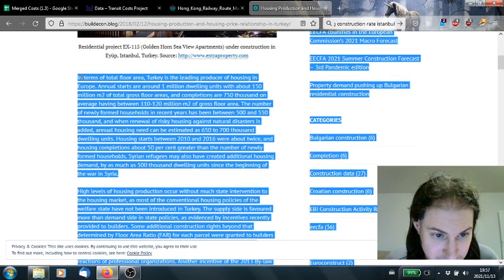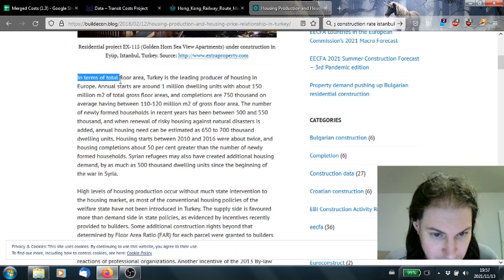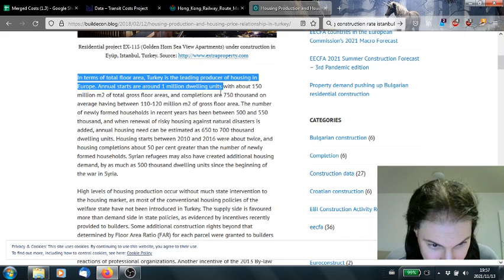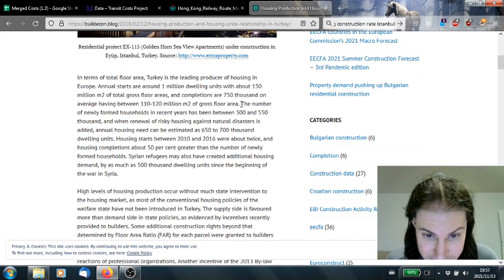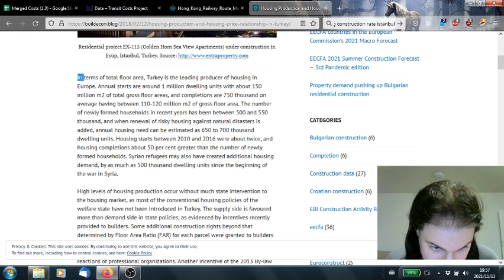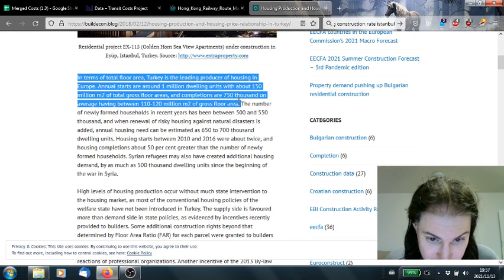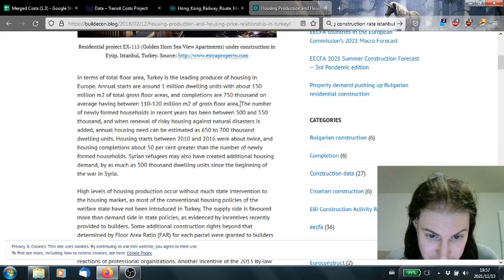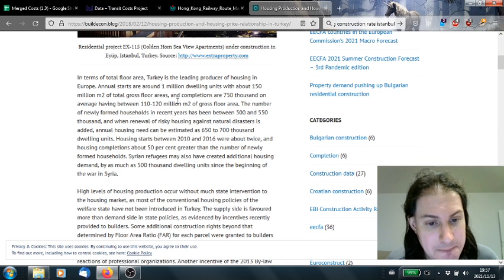In terms of total floor area, annual starts are 1 million dwellings in Turkey. Turkey is a country of 80-something million. Turkey's population is about the same as that of Germany. In Germany, we don't build 1 million dwellings a year. We build, I think, 250,000.